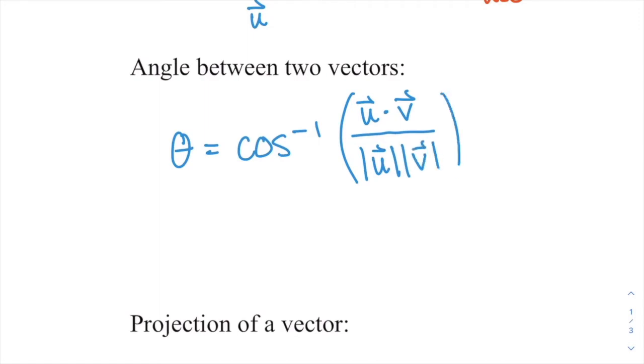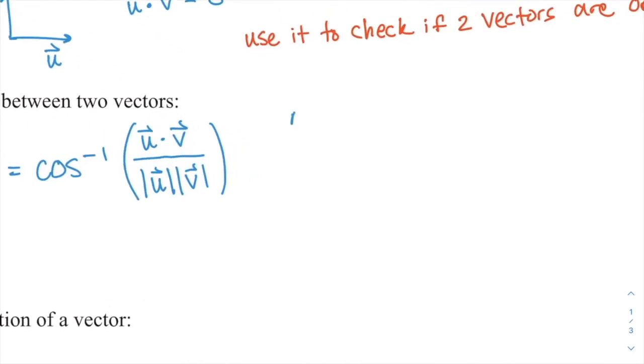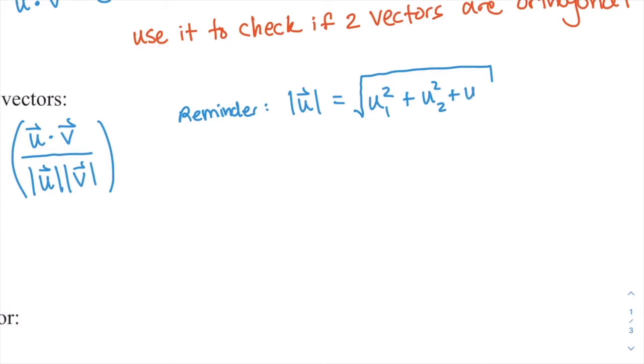And remember, I'm assuming you already know some of the basic operations with vectors, but just as a reminder, to get the magnitude of a vector, for example, the magnitude of u is equal to the square root of the sum of the squares of the components. So it's u1 squared plus u2 squared plus u3 squared. That gives you the magnitude, or the length of the vector.